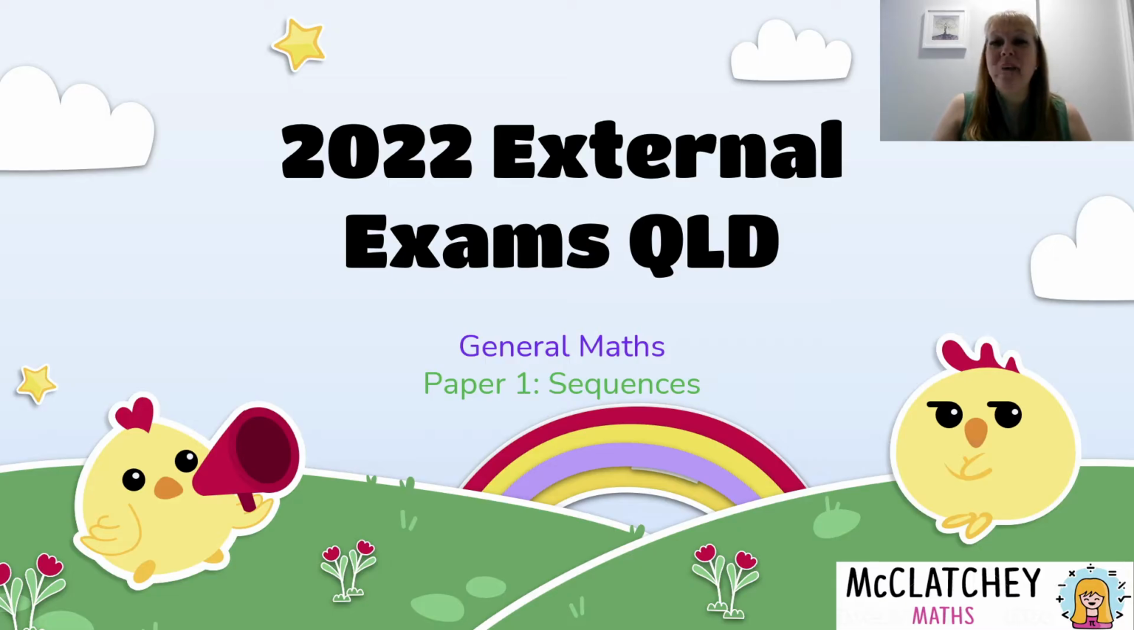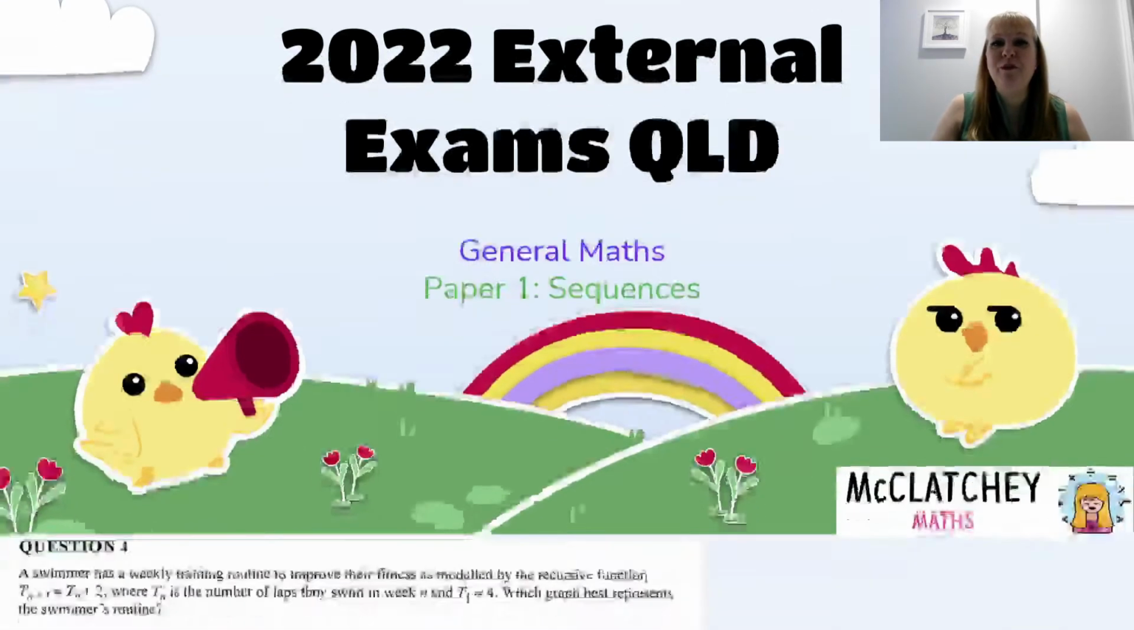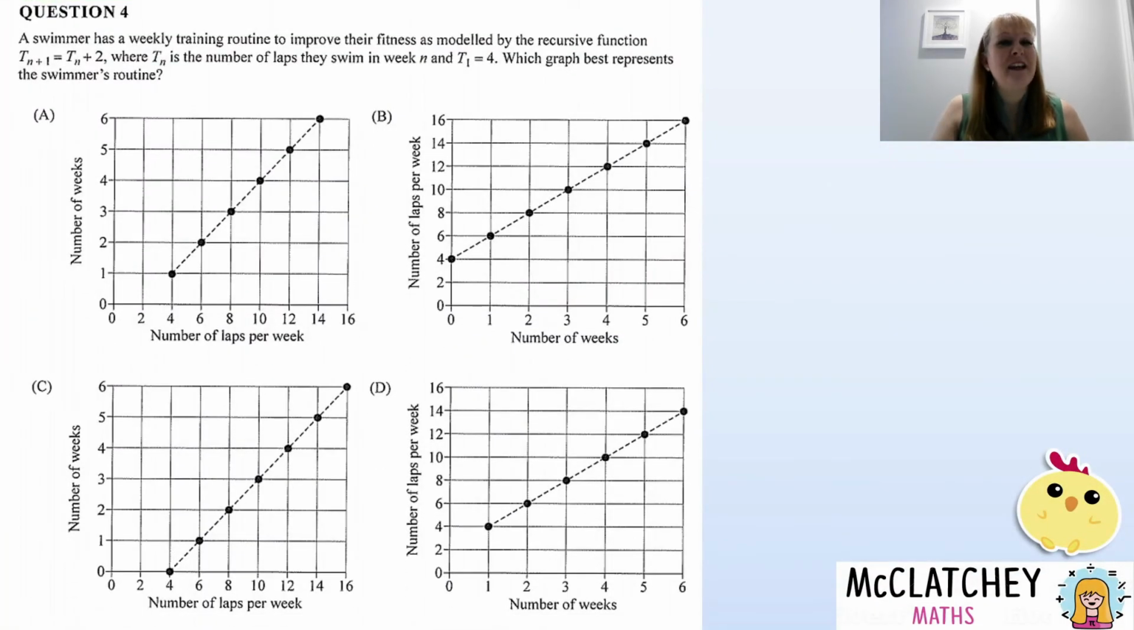So we're looking at paper 1, which is a combination of multiple choice and short answer questions. And our topic today is sequences. Even if you're not in Australia or even Queensland, sequences is the name of the game. It will be helpful to you for looking at future exams. So let's kick right off with a multiple choice question, question 4.